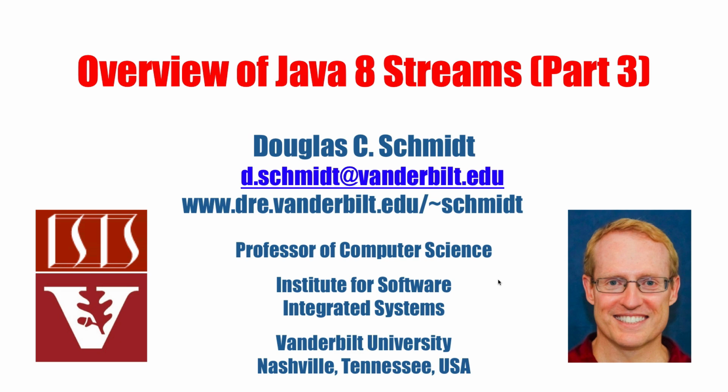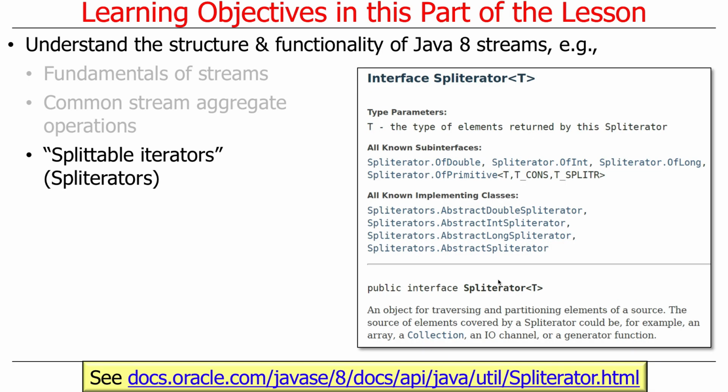Okay, so now that you know a little bit about the structure and functionality of streams with respect to aggregate operations, intermediate operations, and terminal operations, and you know a little bit about the concepts of different types of aggregate operations, map, filter, and so on, collect. What I want to do now is talk about something called a splitterator.